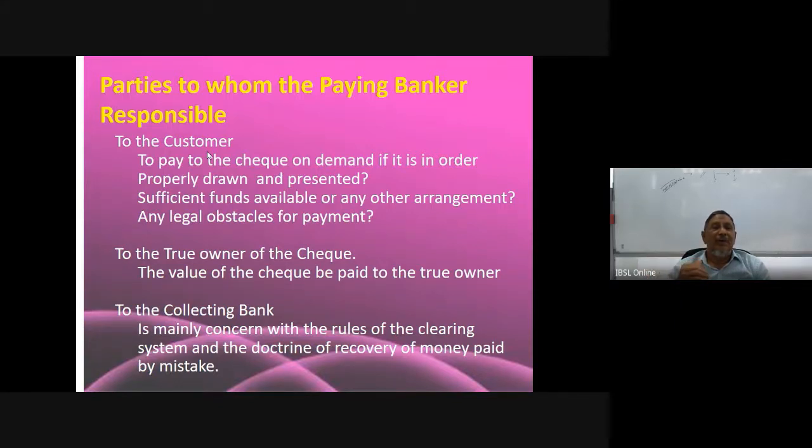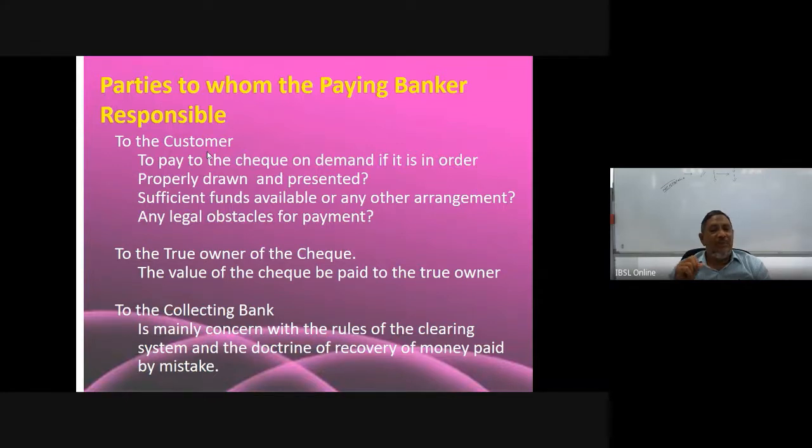So the paying bank is liable to pay a check within this framework, to the true owner of the check. The value of the check is to be paid to the true owner. The paying banker has the responsibility to pay the check to the true owner. That which comes to the clearing, the collecting banker has the responsibility to find who is the true owner. The collecting bank is mainly concerned with the rules of the clearing system and the doctrine of recovery of money paid in mistake.